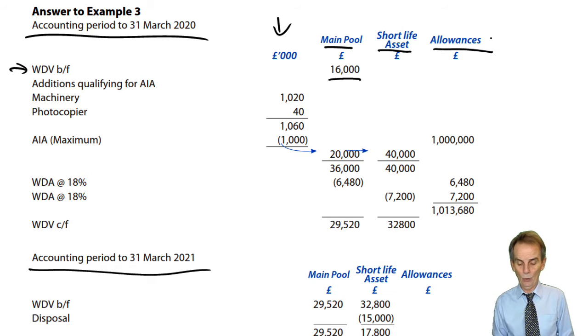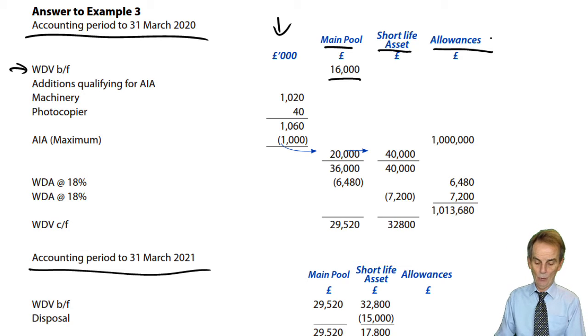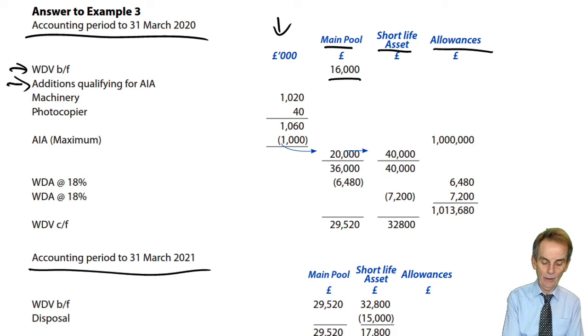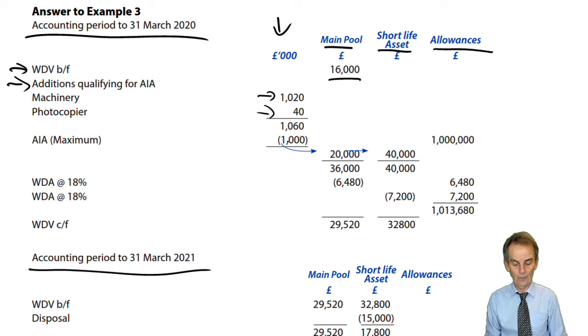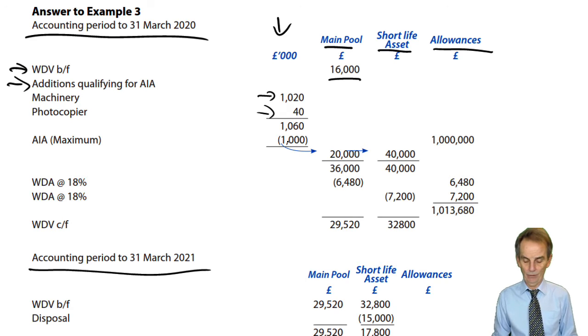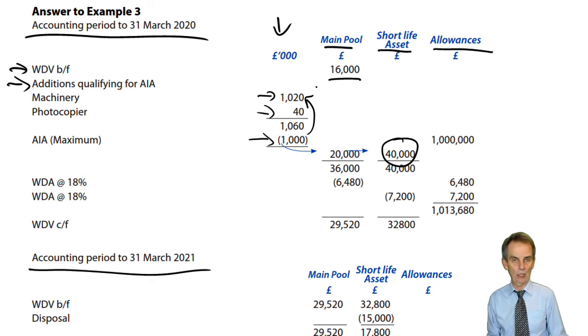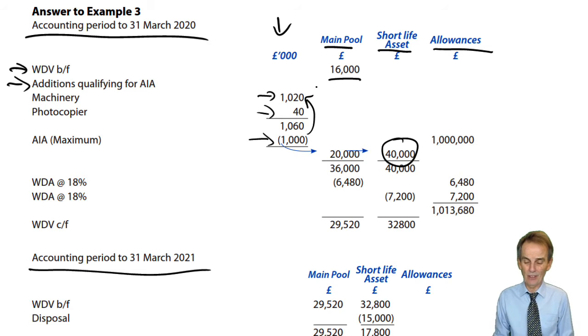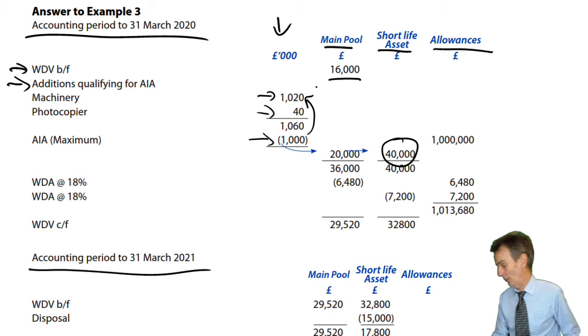And we know we need to record all of the allowances for the period. Tax written down value brought forward, additions then qualifying for AIA. The machinery at 1,020,000, the photocopier at 40,000. We make the depooling election for the photocopier, so it is going to be separated out there. The maximum AIA of £1 million would be allocated to the machinery. That 40,000 is going nowhere near the main pool.